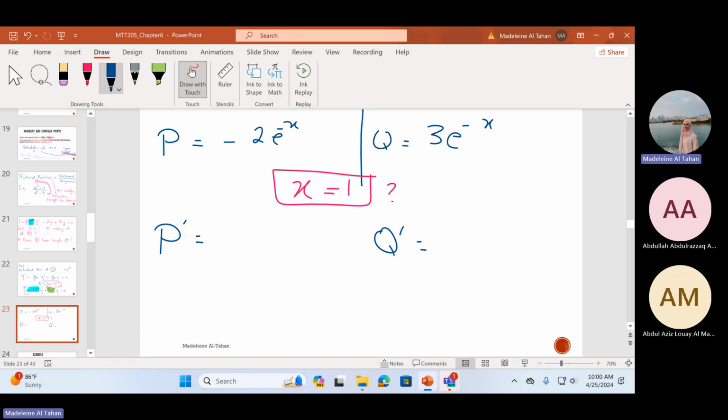What's the derivative of negative 2e^(-x)? 2e^(-x). Do all of us agree that this is the derivative? Okay. What's the derivative of 3e^(-x)? Minus 3e^(-x). Do we agree that this is the derivative? So let's look at the derivatives. Do they have problems at x equal to 1?